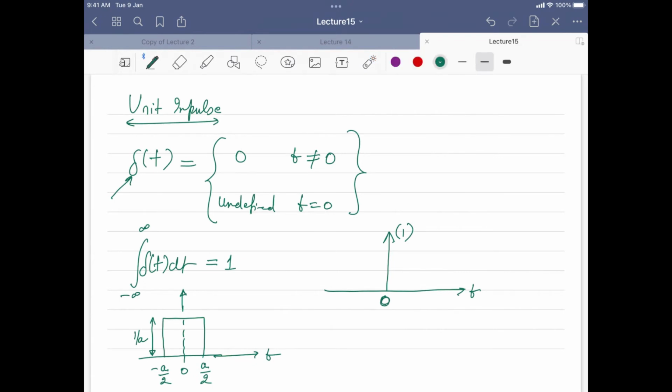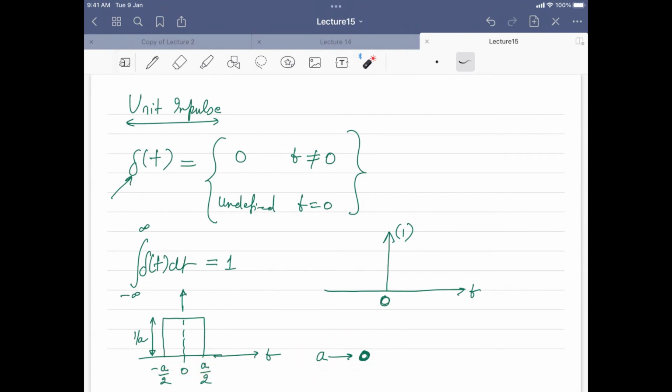If I make a tend towards 0, what can you say about the width of this pulse? It tends to 0. As a moves towards 0, these lines move closer together, so the width of this pulse will decrease. But what can you say about the amplitude of this pulse? It tends to infinity. So you are actually moving from a pulse to some intermediate signal like this, and once you reduce a further, you will have a situation like this. So you can visualize that you get this type of signal from a pulse whose width can be reduced to 0.